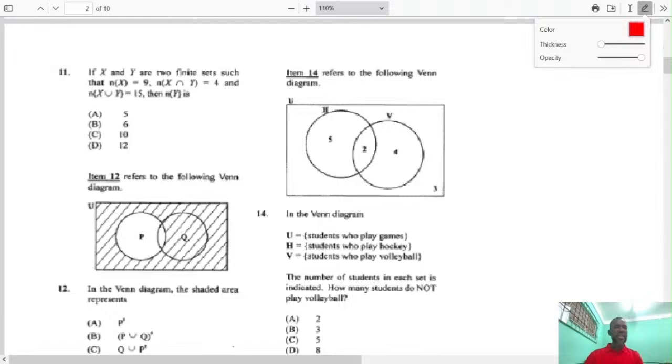Question 11. We look at question 11 now. It says x and y are two finite sets such that the number in x is equal to 9, the number in x intersect y is equal to 4, and the number in x union y is equal to 15. So our answer here is D. We should remember the formula: number in x union y is equal to the number in x plus the number in y minus the number in x intersect y.